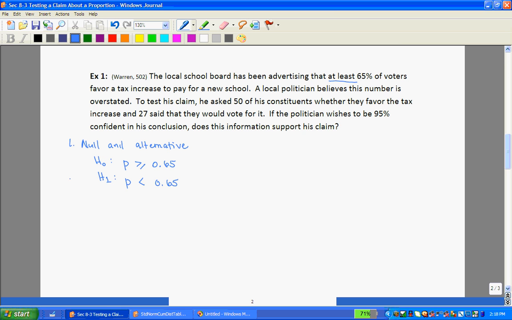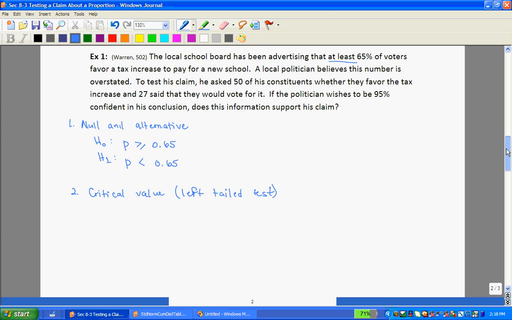Okay, step 2, we want to find the critical value. It would also help at this step to identify which type of test you're doing, left-tailed, right-tailed, or two-tailed. Remember, we always look at our alternative statement to determine the type of test we are doing. Because we want p to be less than 0.65, that means we are doing a left-tailed test. So it's a good idea to identify that here in step 2.